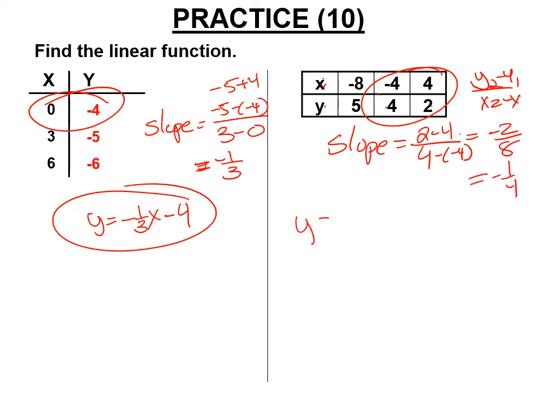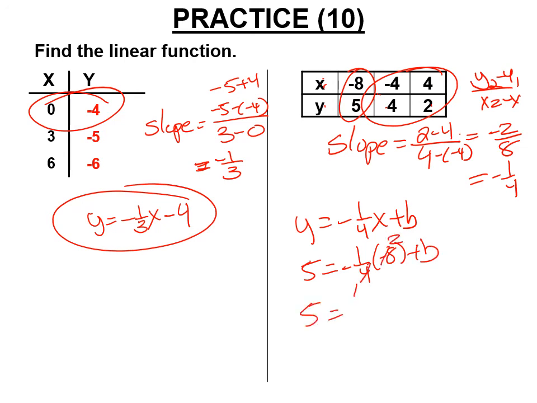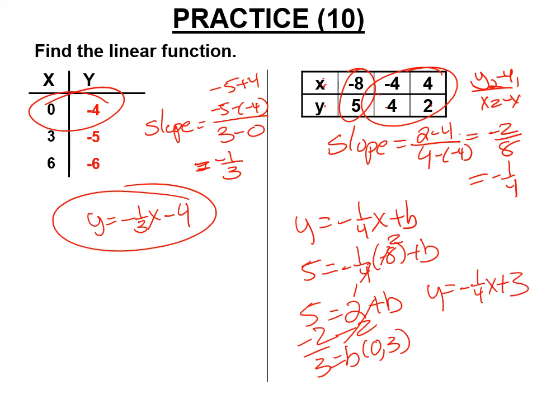All right, so y equals negative 1/4 x plus b. Let's pick something. Let's pick the first one. So y is 5, all right, when x is negative 8. So that cancels. That becomes a 1. That becomes a 2. Two negatives make a positive. So 5 equals 2 plus b. Subtract 2 from both sides. 3 equals b. The y-intercept is 0, 3. And the linear function that made that table was y equals negative 1/4 x plus 3.